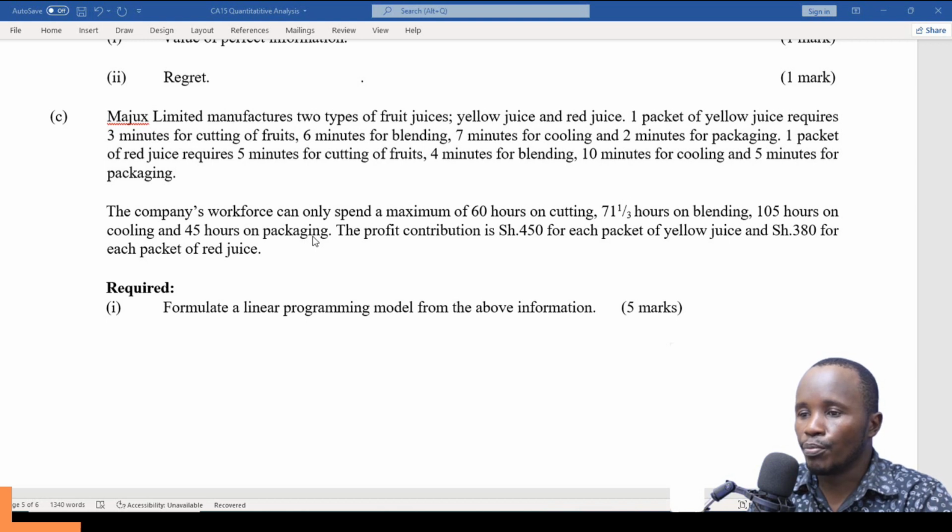The profit contribution is shillings 450 for each packet of yellow juice and shillings 380 for each packet of red juice. Required: formulate a linear programming model for the above information.